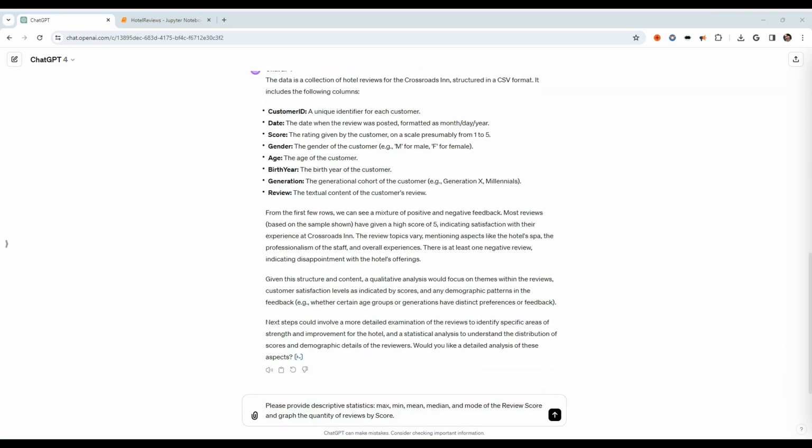Let's get more familiar with our reviews. So, please provide descriptive statistics, max, min, mean, median, and mode of the review score, and graph the quantity of reviews by score.